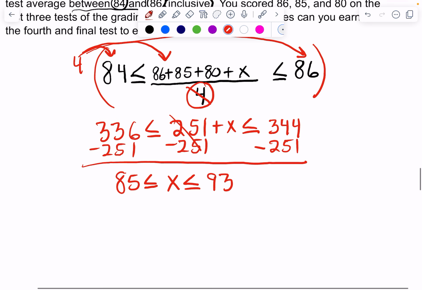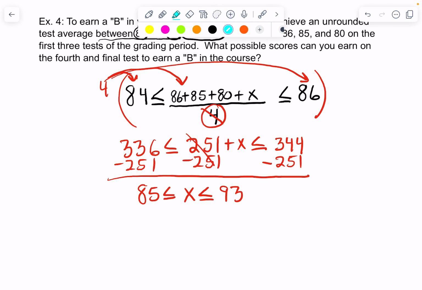So in order for you to achieve the average of a B, which is between 84 and 86 inclusive, you need to earn greater than or equal to an 85 and less than or equal to a 93 on the 4th and final test. And there you have it.